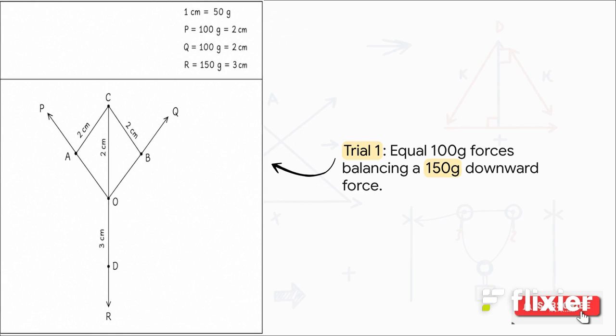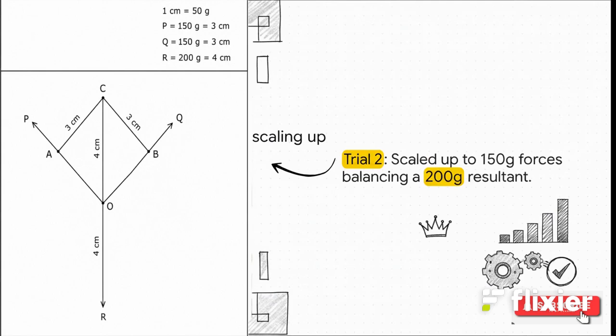And what was our downward force R? It was 150 grams, which, if we follow our scale, is exactly a 3-centimeter line, OD. So the 3-centimeter upward diagonal flawlessly opposes and perfectly balances that 3-centimeter downward weight. It's just beautiful. Let's see what happens when we scale things up a bit in trial 2.